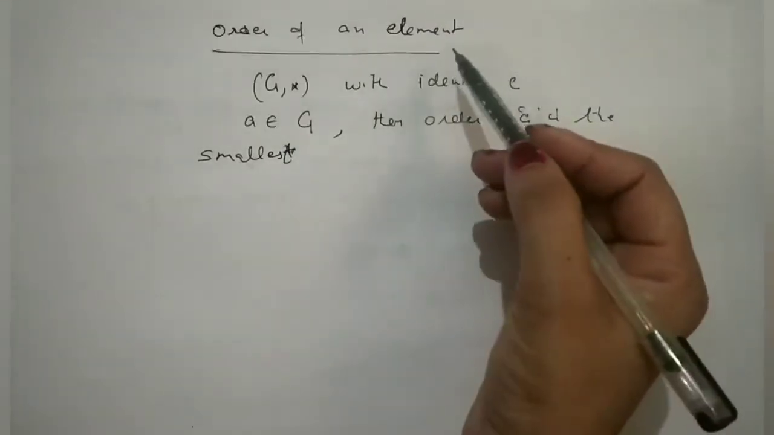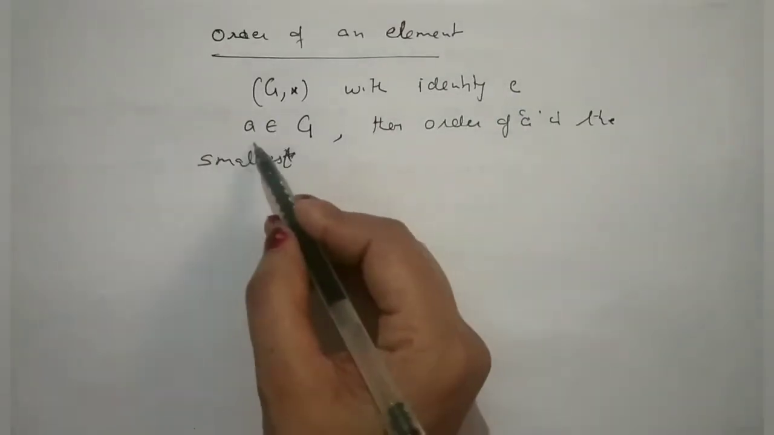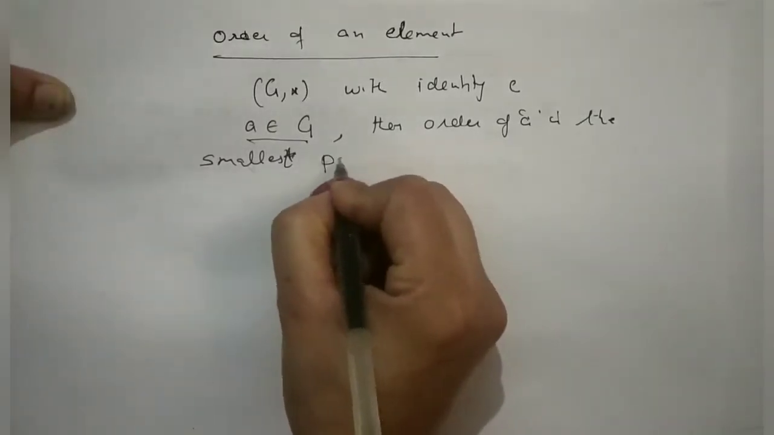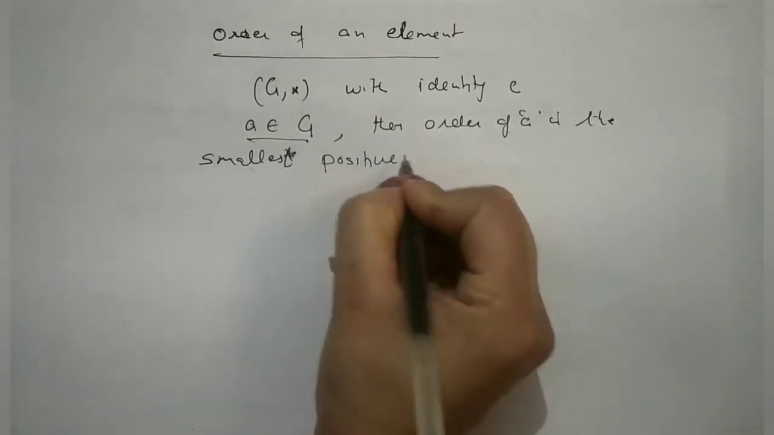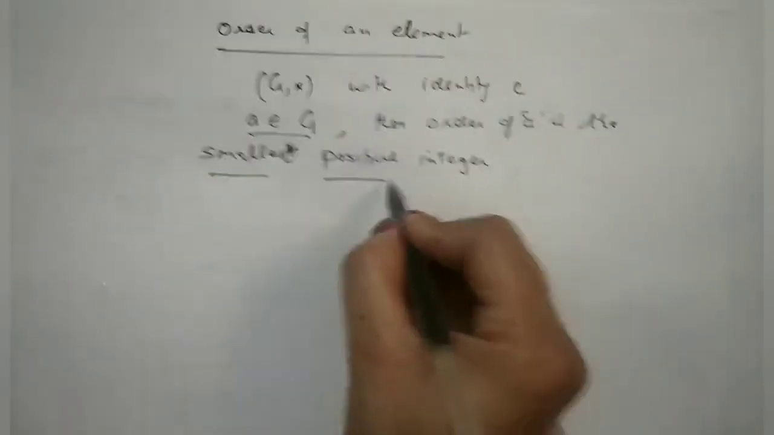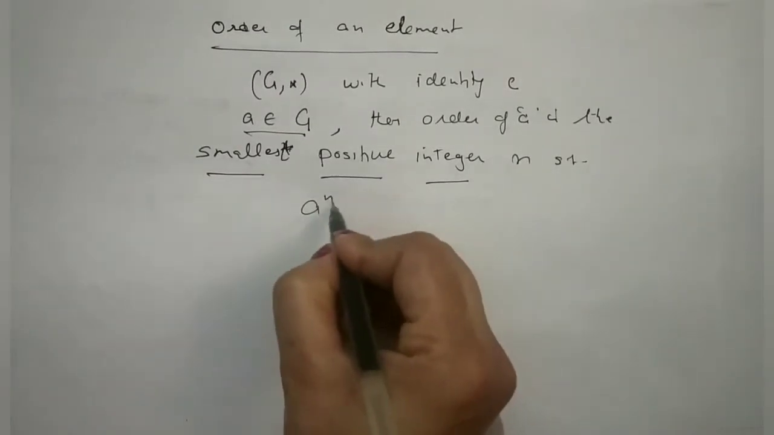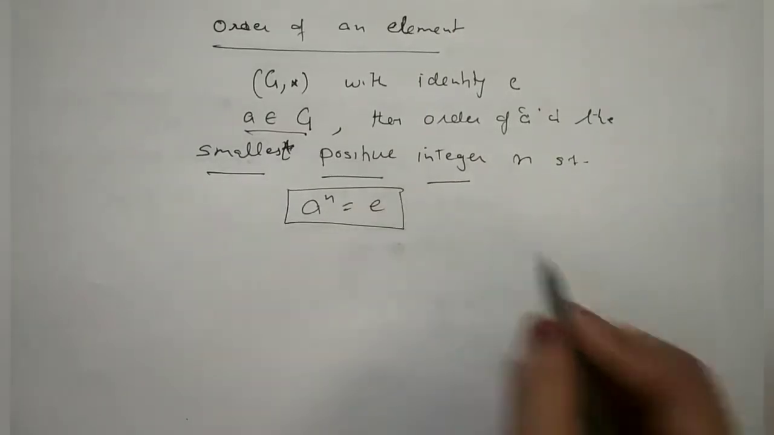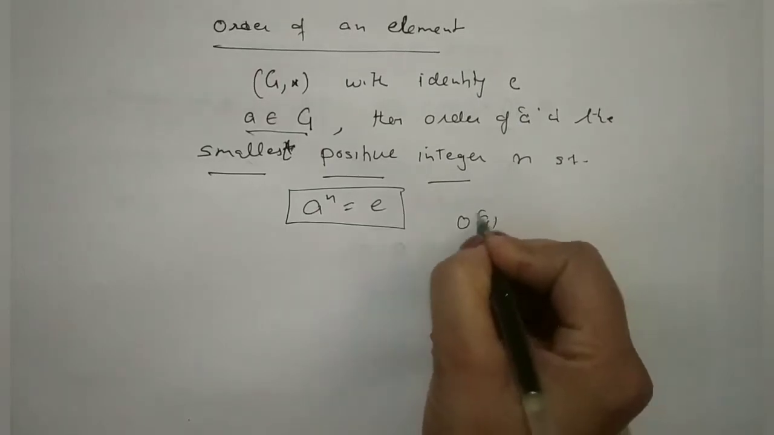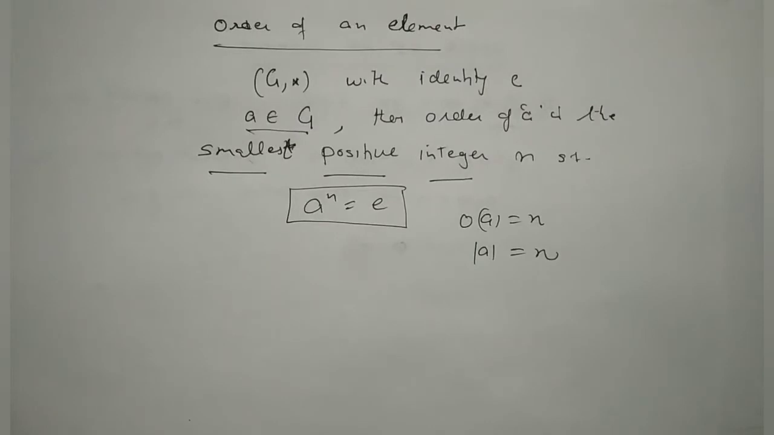Now students, for the order of an element, let G, star be a group with identity element e. If a is any element, then its order is the smallest positive integer n such that a raised to power n is the identity. If it makes a equal to identity when raised to power n, then the order of a is n. It is also written as this. So this is the definition of order.